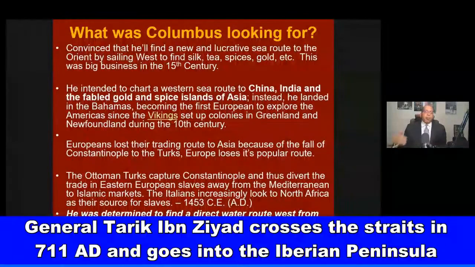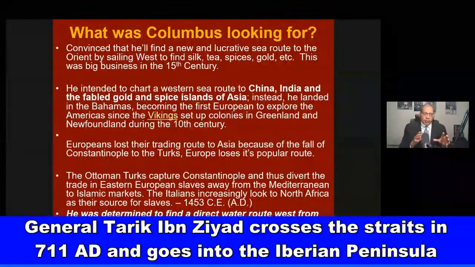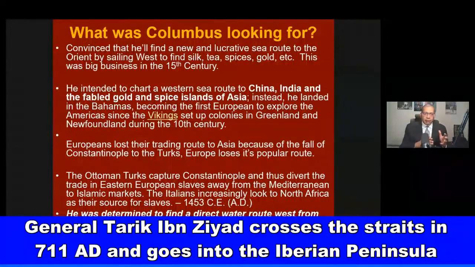Now, what was Columbus looking for? Convinced that he would find a new lucrative sea route to the Orient, to Asia, by sailing west to find silk, tea, spices, gold, etc. This was big business in the 15th century.